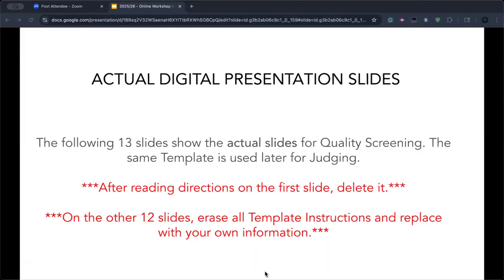So the following 13 slides will show the actual slides for quality screening. The same template is used later for judging. You may change some information between the quality screening and the judging, but after judging, it's completely final. You can't really change anything before you're sending it off to Z-Fairs on the 27th. So after reading directions on the first slide, make sure you delete it. And on the other 12 slides, erase all the template instructions and replace them with your own information.